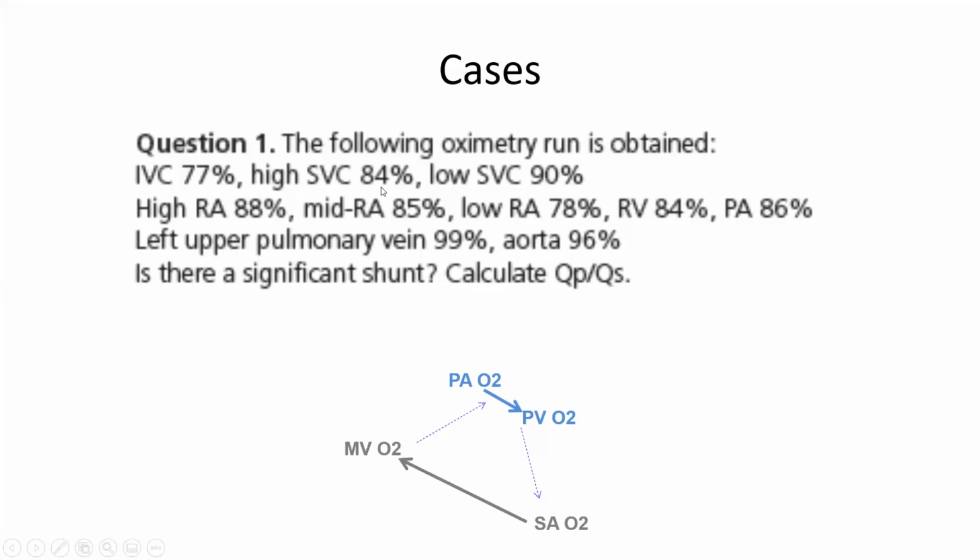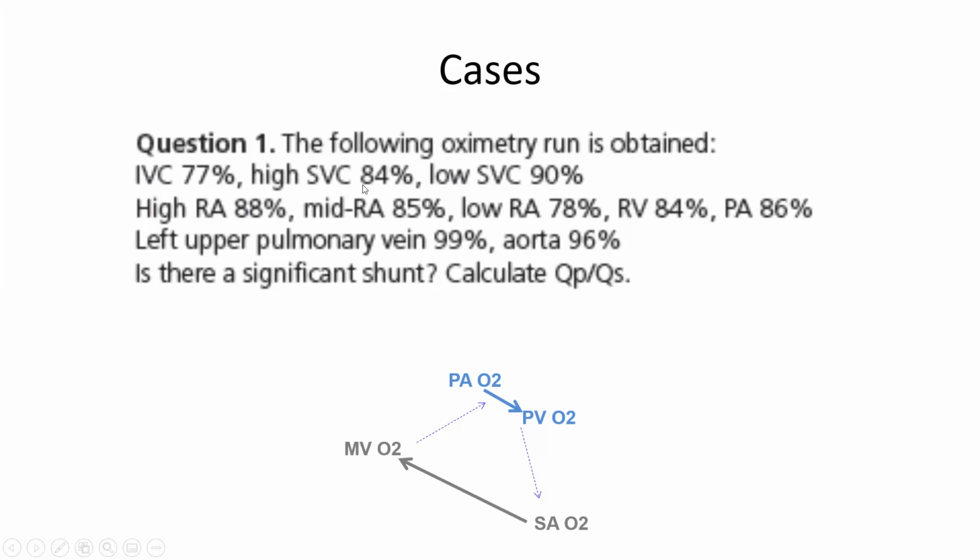That tells you that, well, if I use those numbers, high SVC to PA, there is no shunt. Okay, there is no significant shunt. Yet you know there is a big step up here. That's one hint. There is a second big hint: your IVC is a lot lower than SVC.